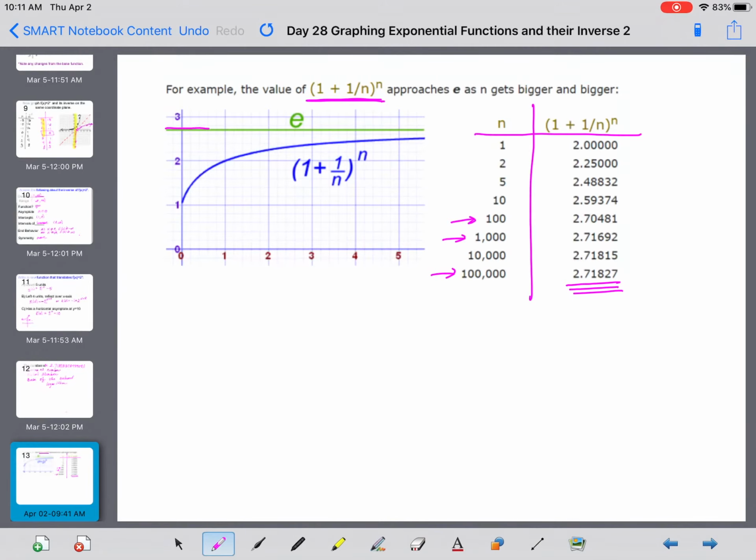So here's this number e. You can see this here. It's this constant that's being graphed. And then here's this function. So it's just growing and it's approaching. It's getting really, really, really close. So it's asymptotic to this number e.